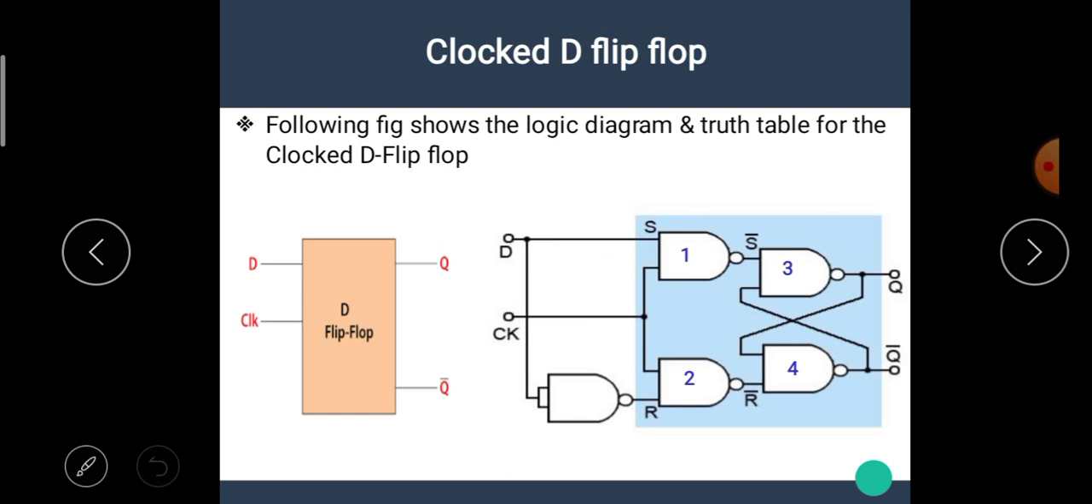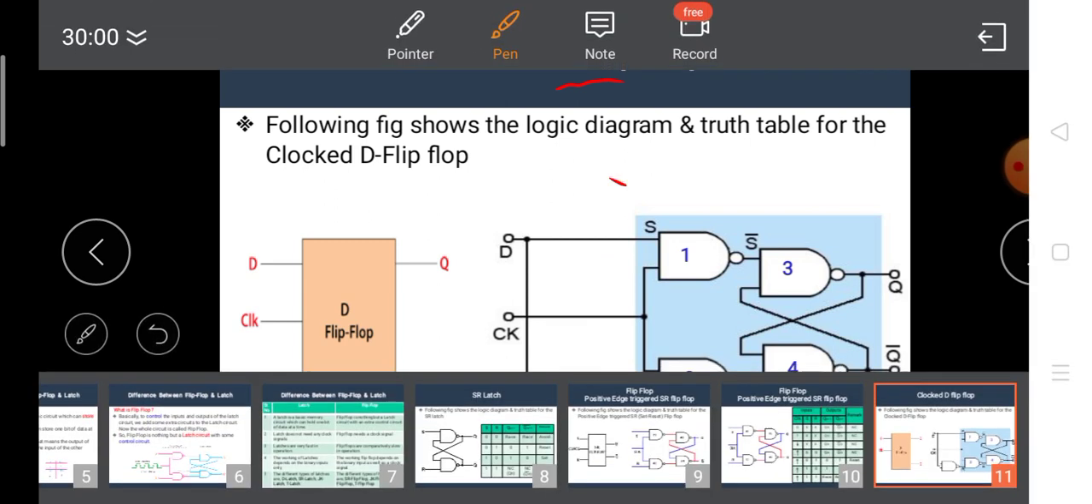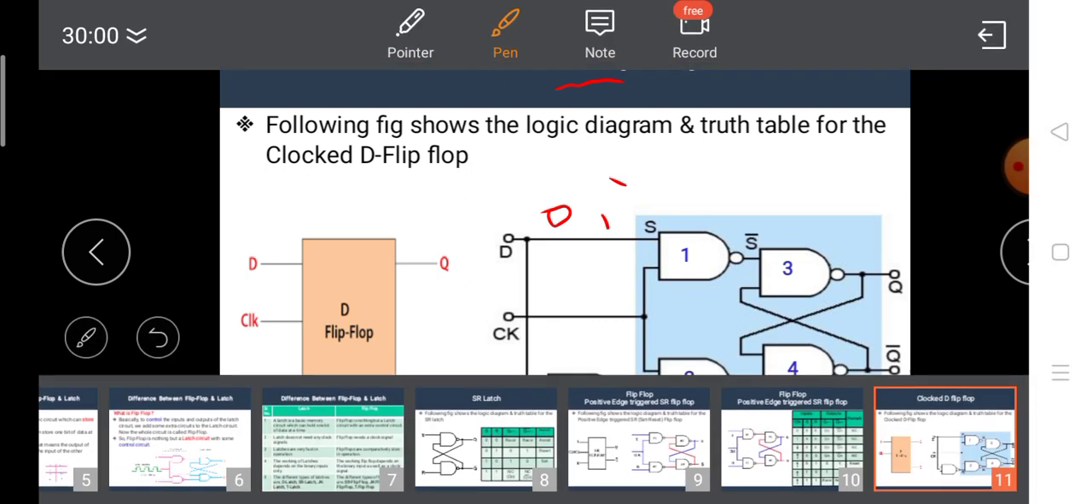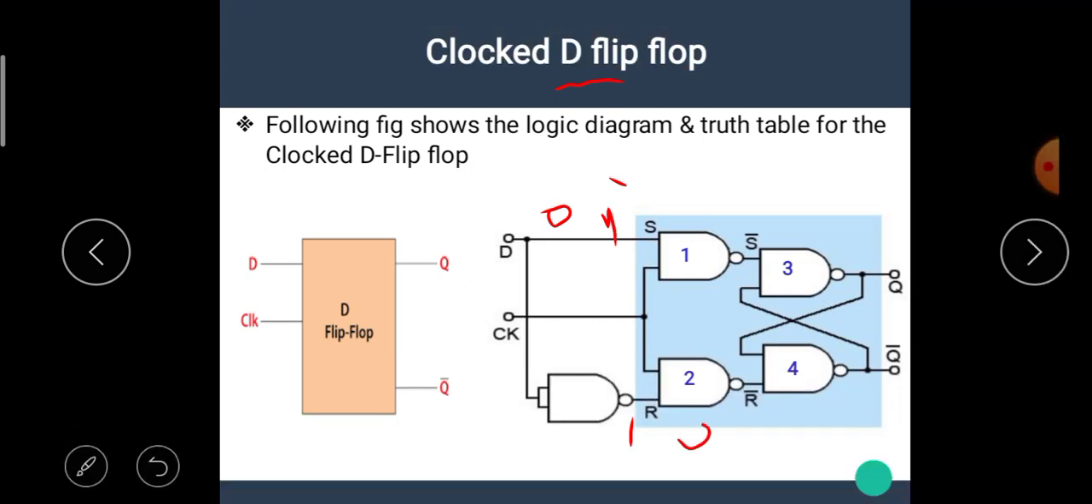Now let's see the clocked D flip flop. The clocked D flip flop can be obtained from the SR flip flop. How is it obtained? It is very simple. At the S and R inputs, a gate is placed and they are combined with each other. That means if S has the value 0, then R has the value 1, or if S has the value 1, then R has the value 0, that is, in complemented form.